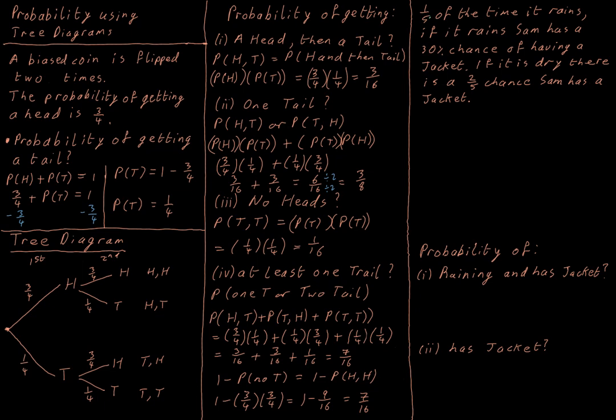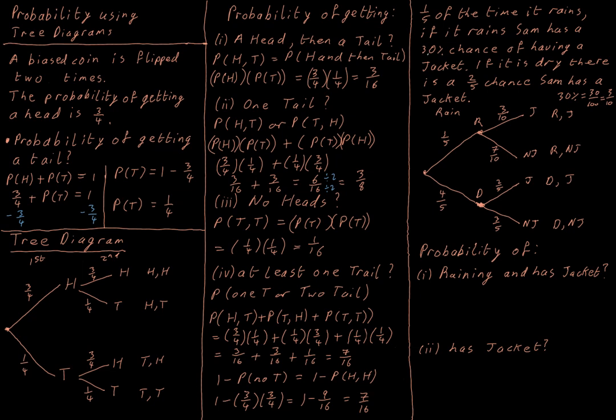So, let's have a look at our second example. 1/5 of the time it rains. If it rains, Sam has a 30% chance of having a jacket. If it's dry, there's a 2/5 chance Sam has a jacket. So let's draw out that situation in a tree diagram.